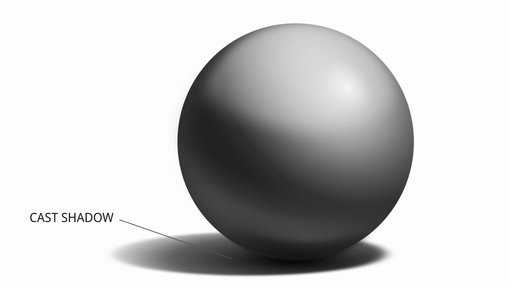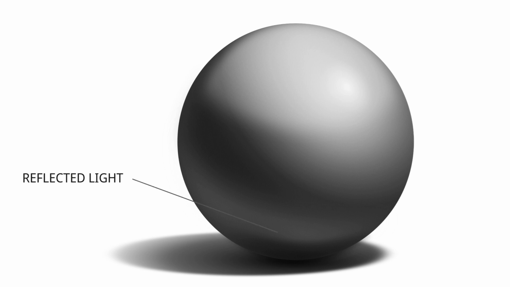The cast shadow is where the shadow is cast onto surrounding objects and surfaces because of blocked light. It is usually represented by the darkest value in the image. The reflected light is where an object is lighter because the light reflects off of surrounding objects.